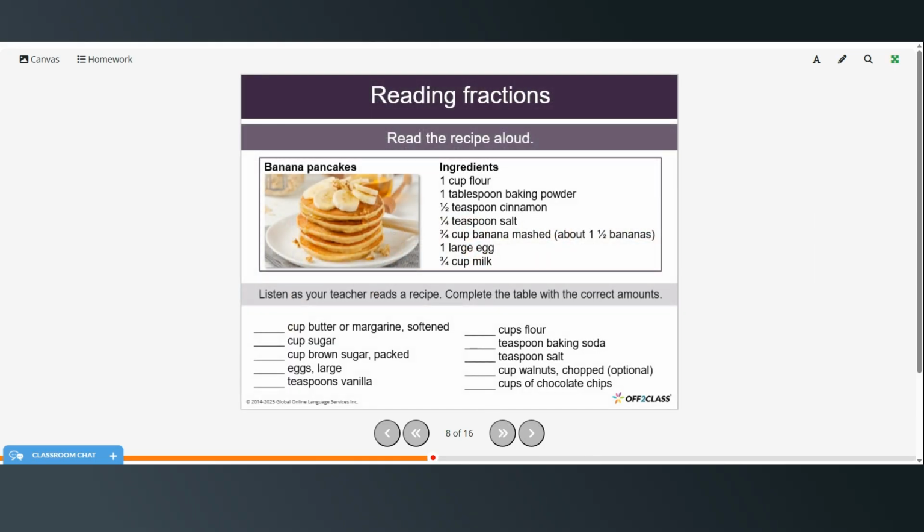All right, now practice reading this recipe aloud. You can pause the video, try this on your own, and then restart when you're ready to check your answers.